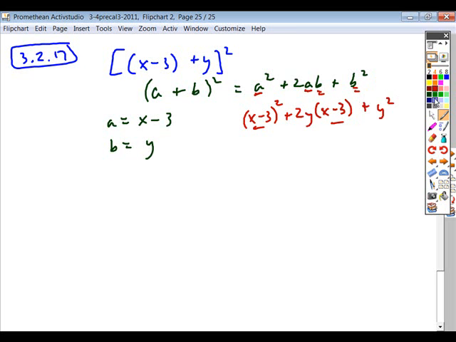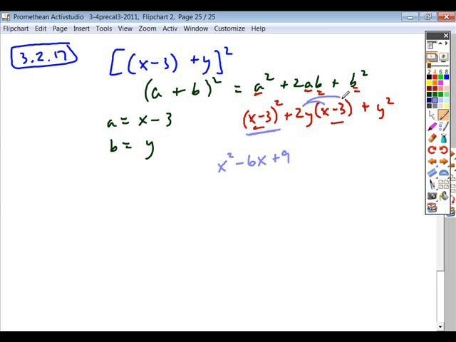Okay, and so my final step here is to continue to expand. So I want to expand this binomial square. It fits this same pattern. So it's my first term x squared. Then it's double the product of these terms. So x times a negative 3 is negative 3x. Double that, I get negative 6x. And then my last term squared, negative 3 quantity squared is plus 9.